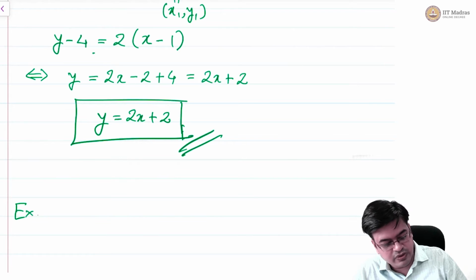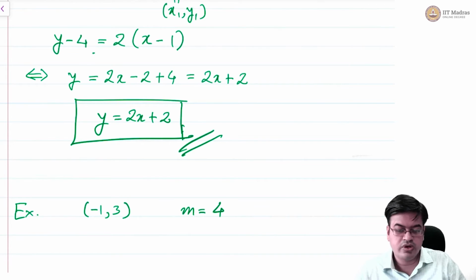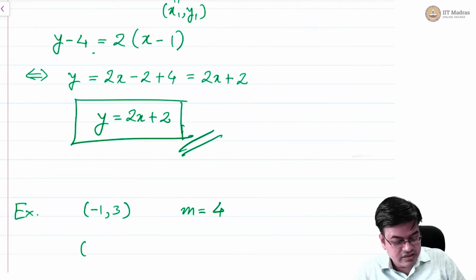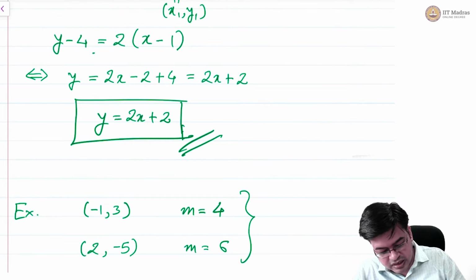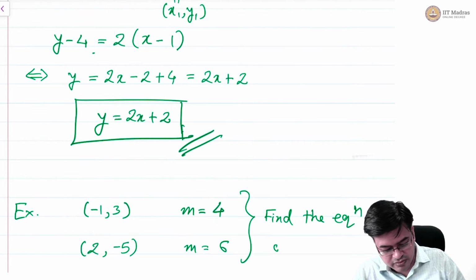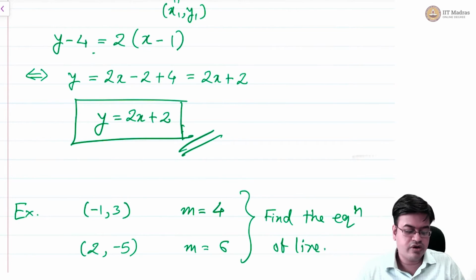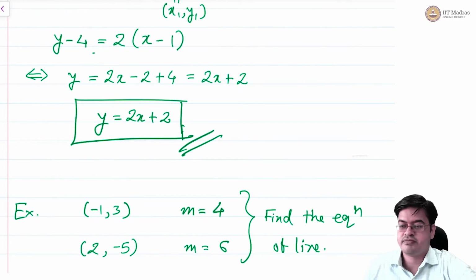You can check for yourself as an exercise. So let me give you a quick exercise before going to the next problem. If the point is (-1, 3) and the slope m is equal to 4, what is the equation of the line? Another quick check of whether you have understood the concept: if the point is (2, -5) and the slope of the line is 6, you are asked to find the equation of the line. Before moving on, just check whether you can compute this correctly.